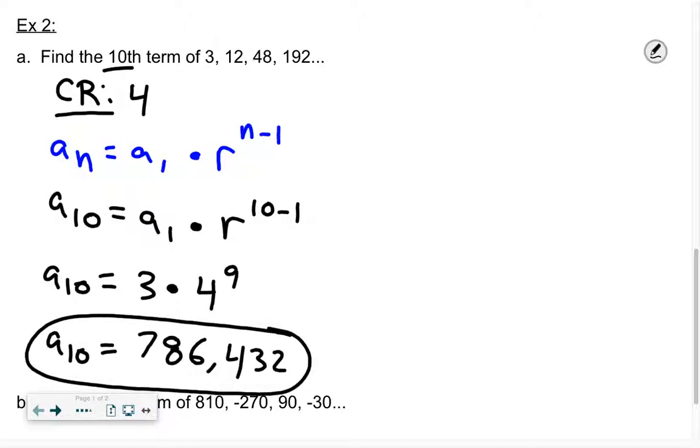$786,432. Big number, am I right? And that's only the 10th domino. So you can see, with the geometric sequence, these values are going to increase or decrease very, very quickly as opposed to the arithmetic. And what's the reason behind that? Well, actually, you're looking at an exponential growth or decay because you're looking at that exponent.